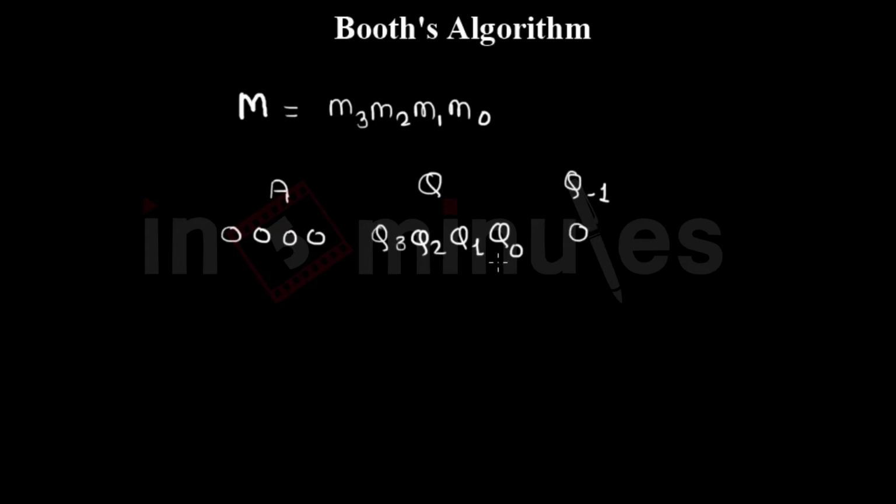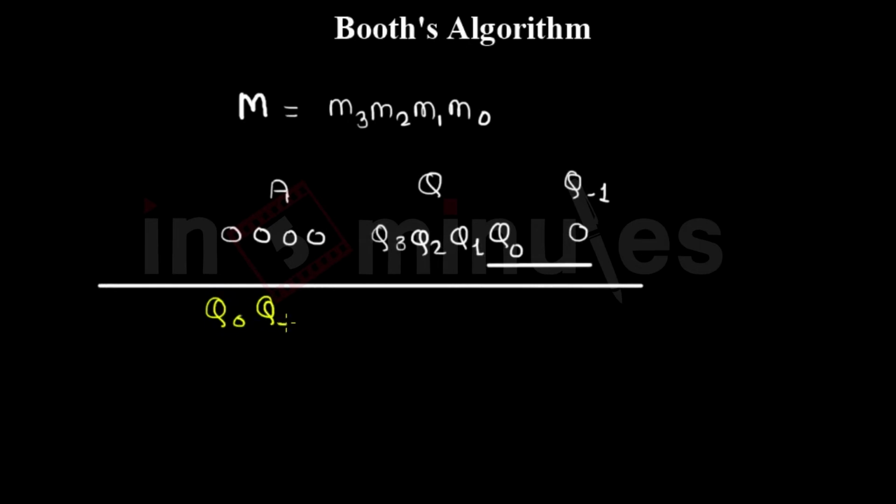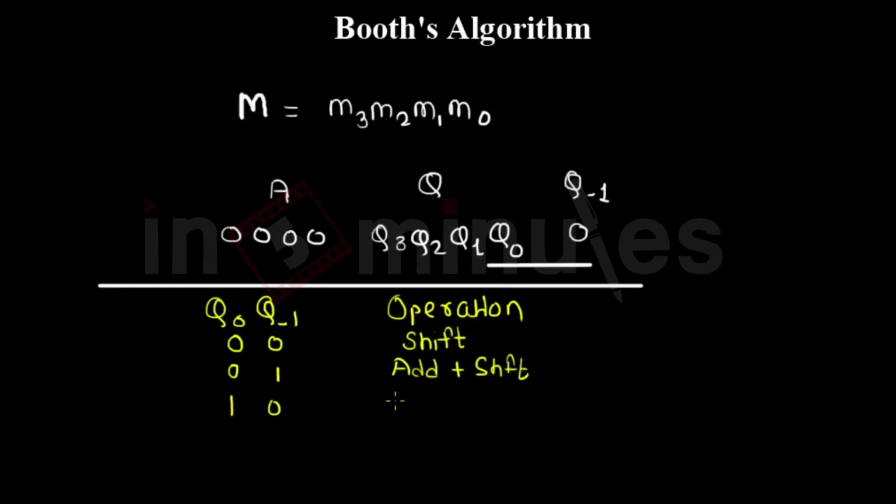Now in each iteration we examine these two bits and, depending on their values, we decide what operation is to be performed on this entire register structure. So let's see how the mapping is done. We have Q0 and Q minus 1, and the operation. For 0 0 the operation is only shift. For 0 1 we have add plus shift. For 1 0 we have subtract and shift. For 1 1 again we have only shift operation.